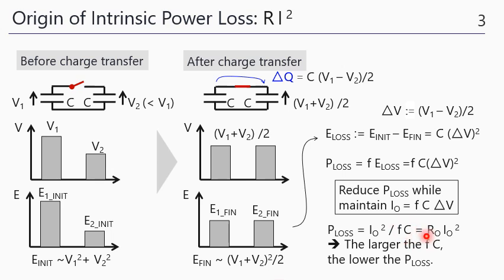And we know the output impedance of the charge pump is expressed by 1 over F C. So at this point, the intrinsic power loss is given by RO I squared, the conduction loss. So to reduce the power loss, you need to increase F or C, or both.